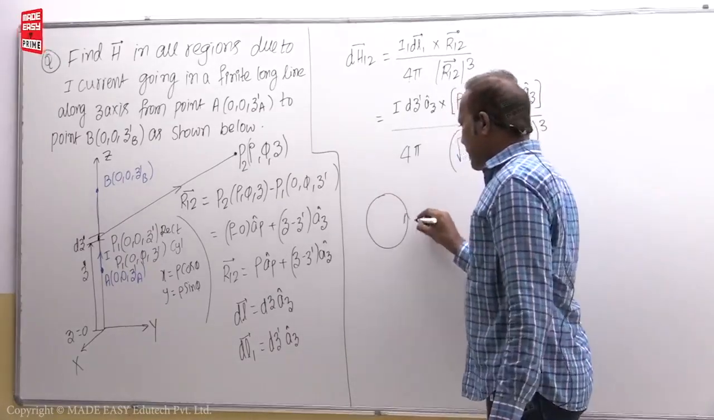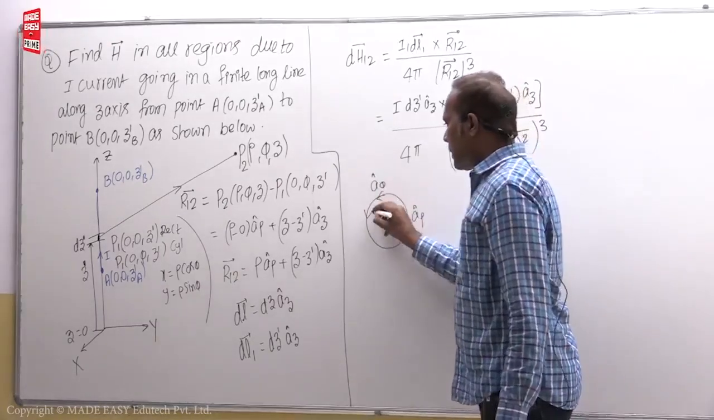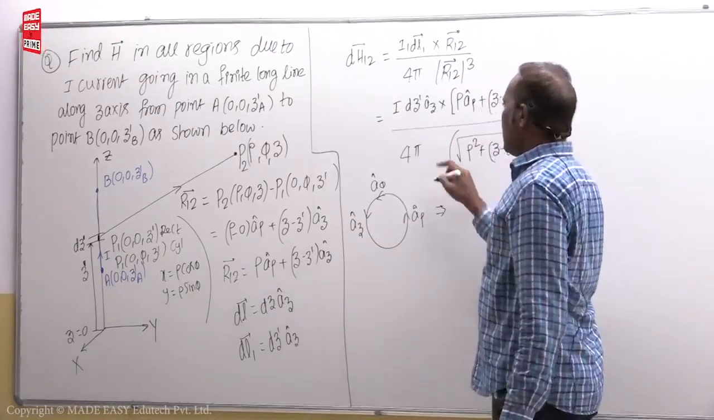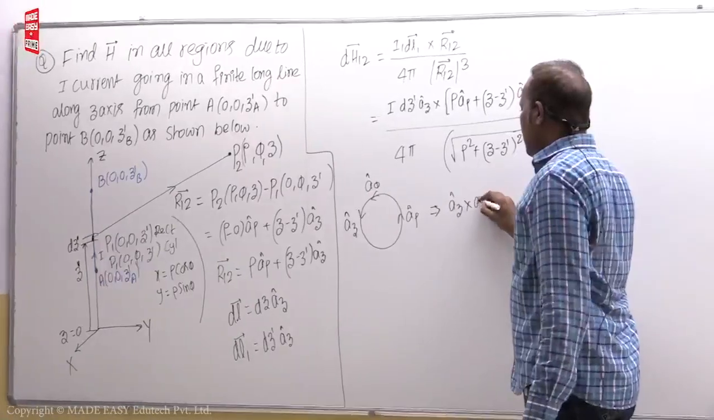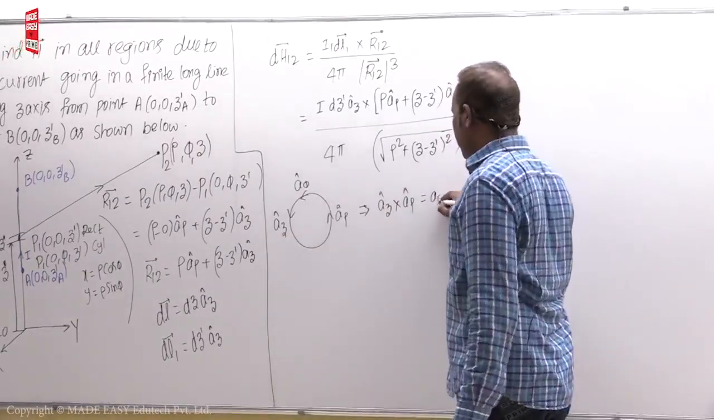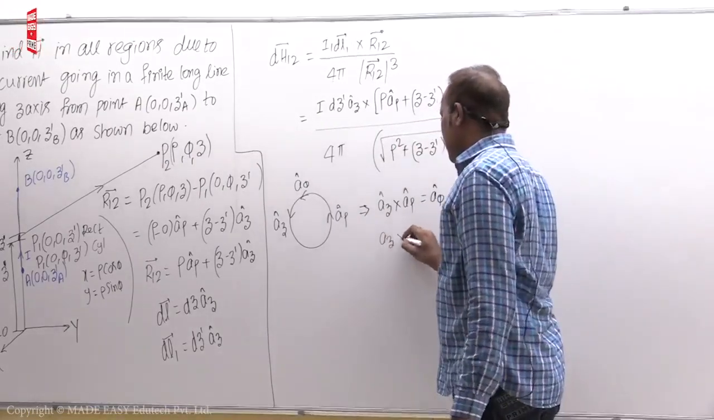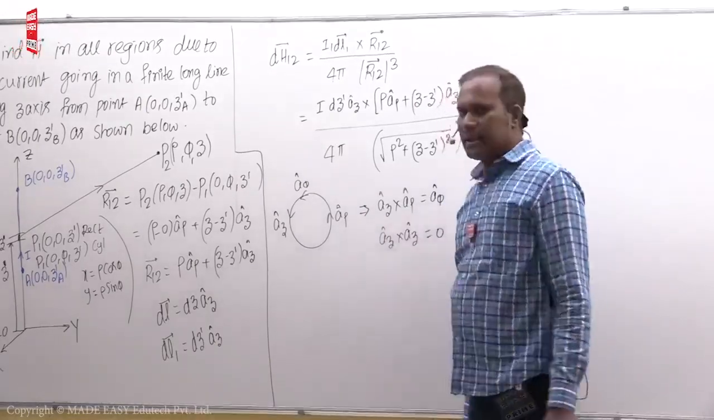You know that in the cylindrical system, a rho cap, a phi cap, az cap are in the sequence. Already you know this from the basics. Now az cross a rho is required. So az cross a rho is a phi. Next, az cross az is 0, because the cross product between the same unit vectors is 0.